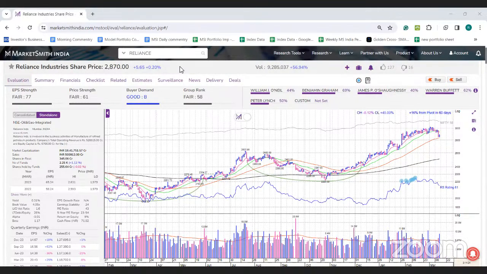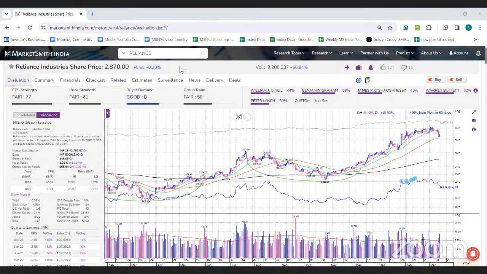And there is some slight profit booking, as you can see in the session, and it is trading very near to its 50 DMA. So that 50 DMA is going to be a very crucial level going forward. If that level is reached, it's better to exit. Until then, you can continue to hold it. And fresh entry is not advised. There is no proper ideal buy point at this moment.